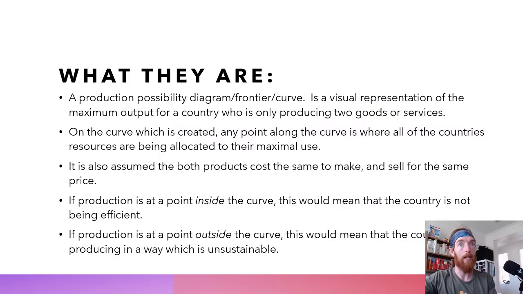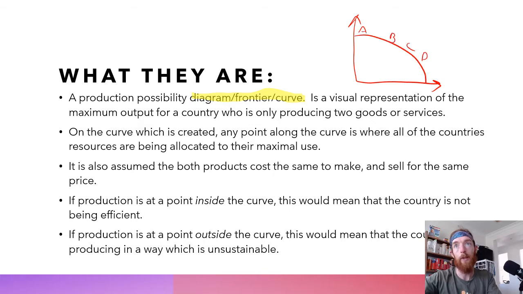So a production possibility diagram can also sometimes be talked about as a frontier or curve. So be ready to see different terminology pop up depending on where you're looking. But what it is, is the visual representation of the maximum output for a country who's only producing two goods or services. So what it ends up looking like is a curve like this that's got a whole bunch of options on it. So we call them A, B, C, D, and E. And then often on the axis, it'll be like production of, and I'll have a product here and a different one on this axis.